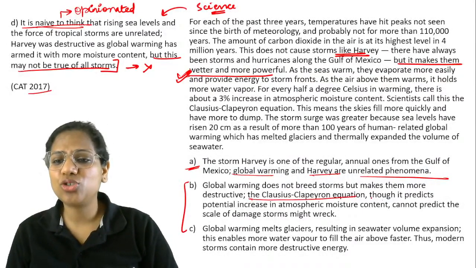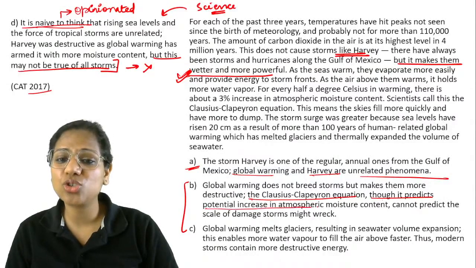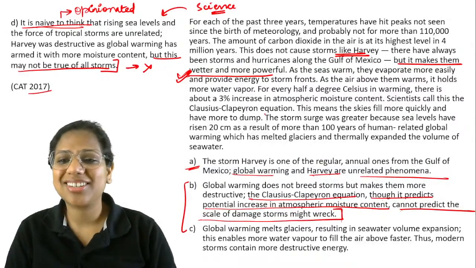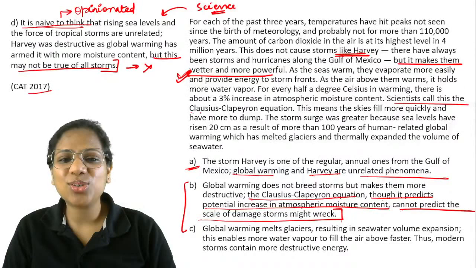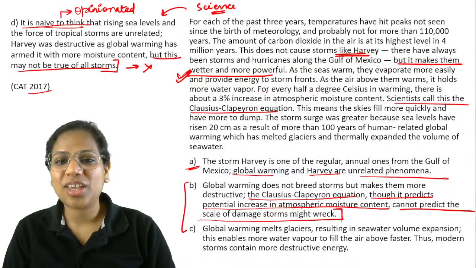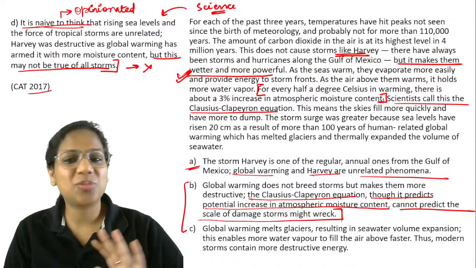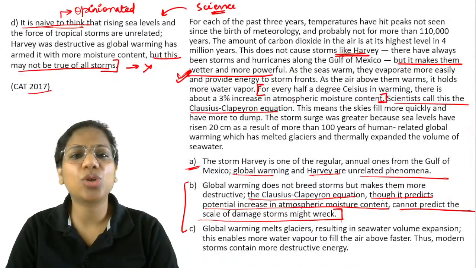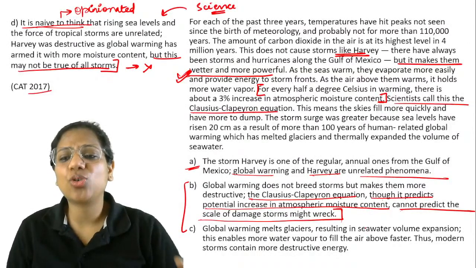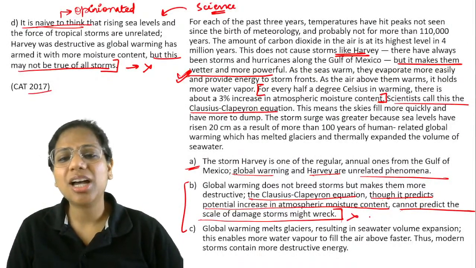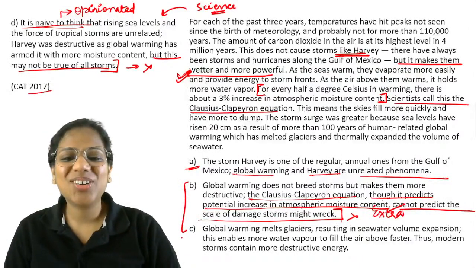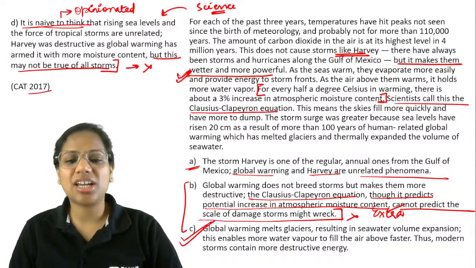this has not been mentioned, that this equation, though it predicts potential increase in atmospheric moisture content, cannot predict the scale of damage storms might wreak. Nothing like this is given about the Clausius-Clapeyron equation. This is the Clausius-Clapeyron equation. That's it. That's all that we have been given, and basically some statistics and what it means. Nothing about that it cannot predict the scale of damage storms might wreak. It is extra, stated on its own. Alien. Okay. Additional information. So C is the answer.